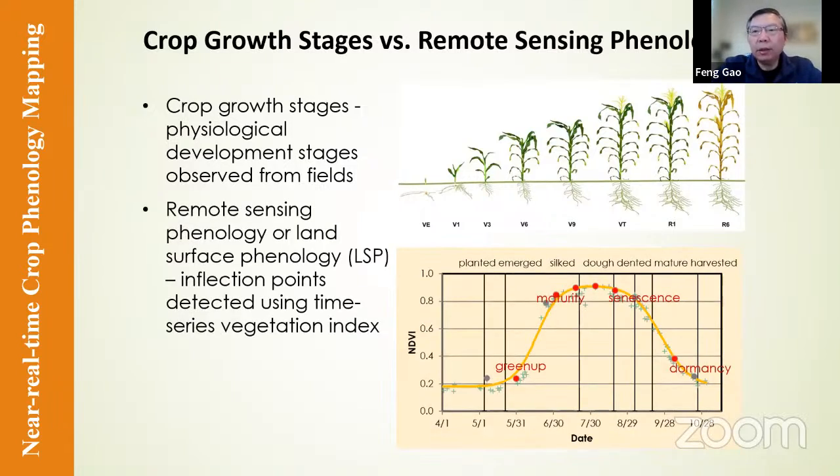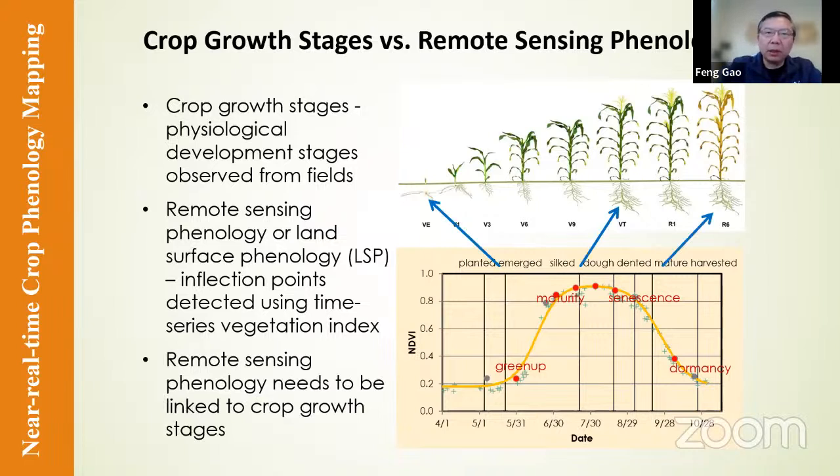And remote sensing phenology, or sometimes people call it land surface phenology, RSP, is the inflection point detected using time series, normally from vegetation indices. They are associated with the change of the green vegetation coverage and conditions, such as growing up, maturity, senescence, dormancy. So remote sensing phenology has a different relationship to the crop growth stages. They need to be correlated and linked to the crop growth stages for the application.